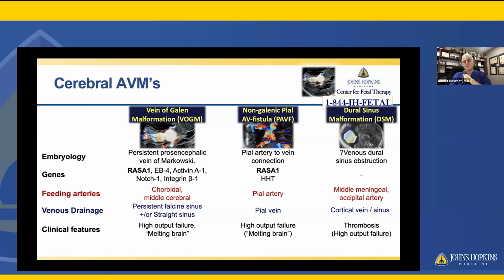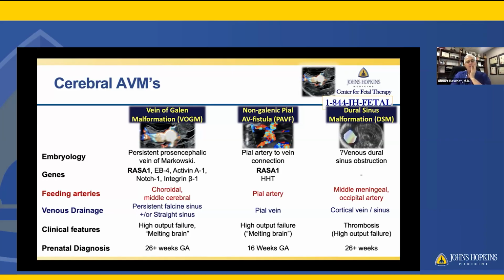And therefore it is also less frequent to present with brain abnormalities. Dural sinus malformations have been linked with high output failure, but they typically don't cause the type of damage to the brain in fetal life that we see for the other AVMs. And sometimes they can spontaneously regress because of the large venous lake thrombosis. It might actually decrease the flow.